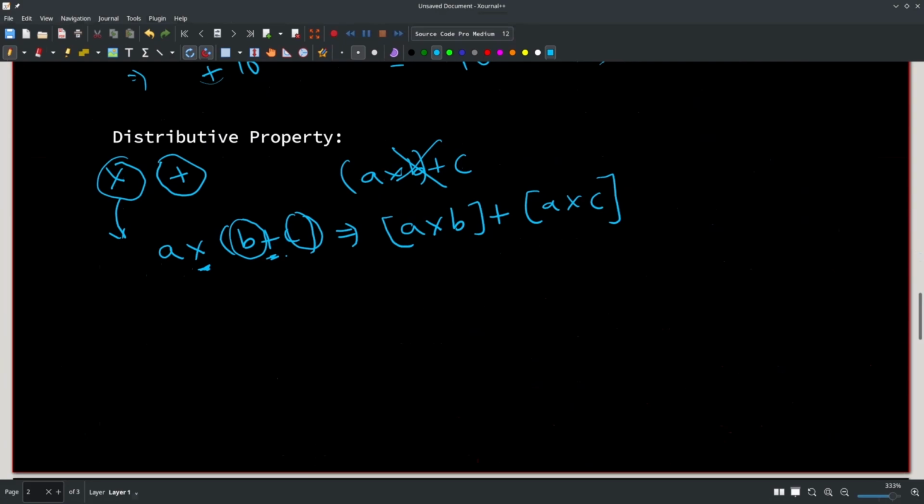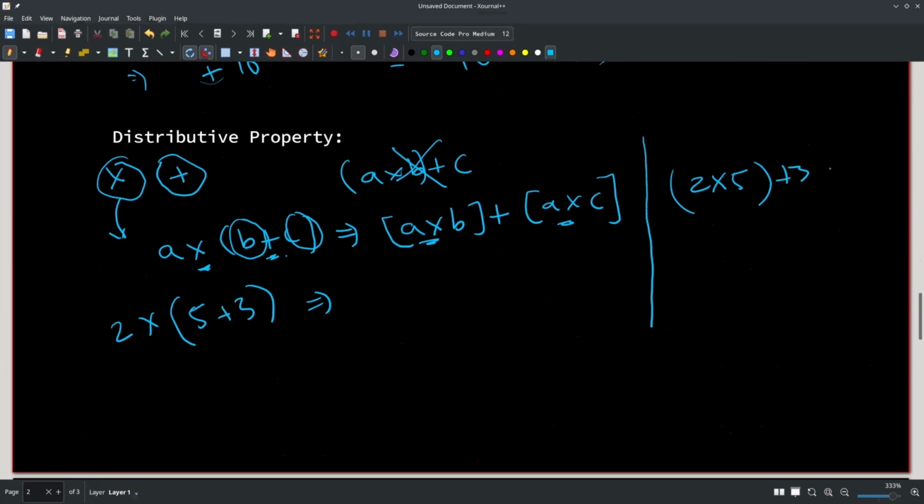You add them after multiplying the number outside the bracket with each of the numbers inside the bracket. So let's check what's going to happen with an example. You have 2 into 5 plus 3. Let's see which one is going to be correct. Is 2 into 5 plus 3 correct, or is 2 into 5 plus 2 into 3 correct?